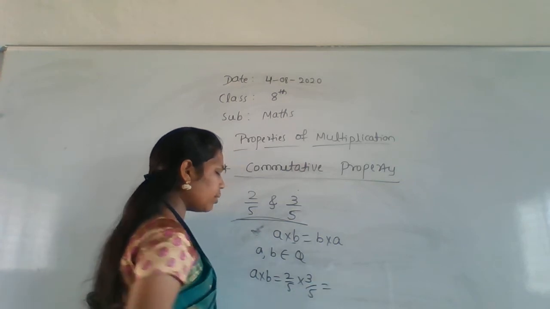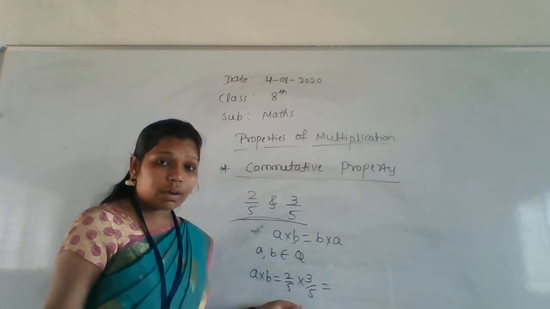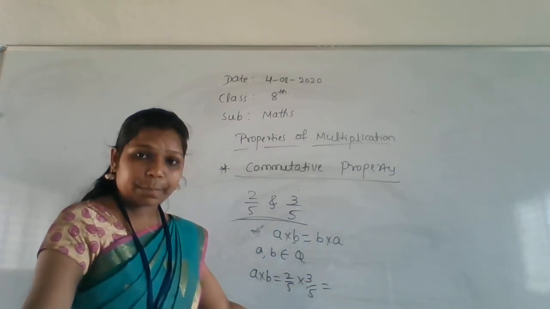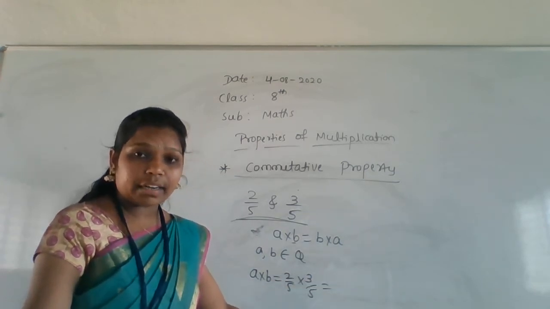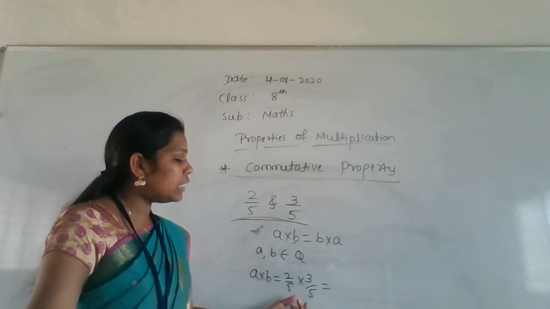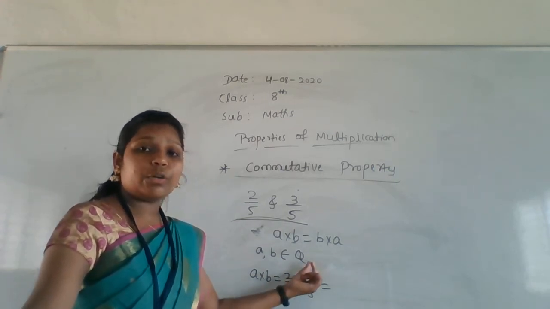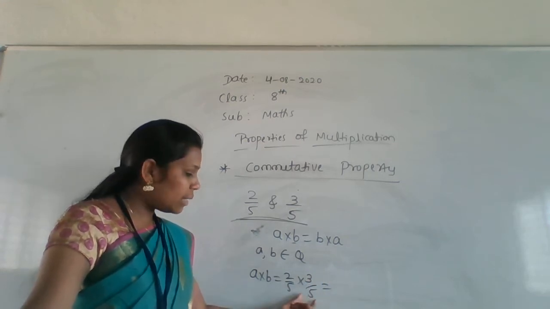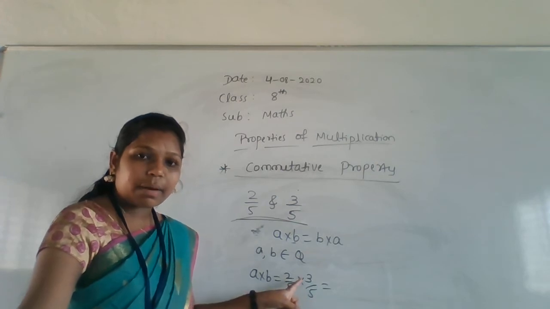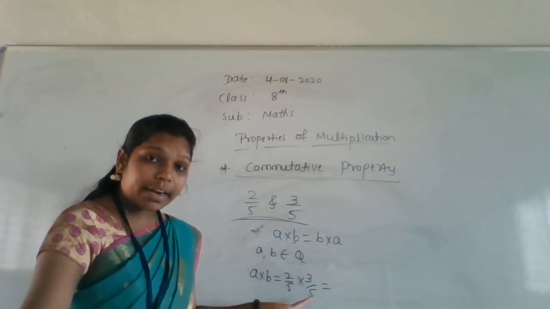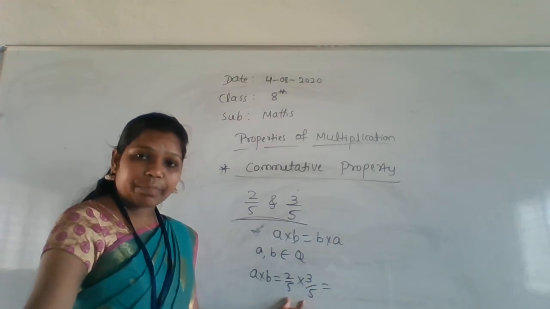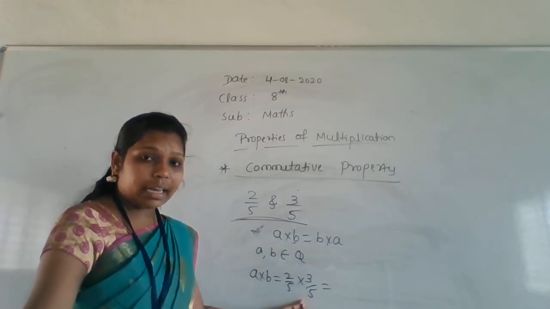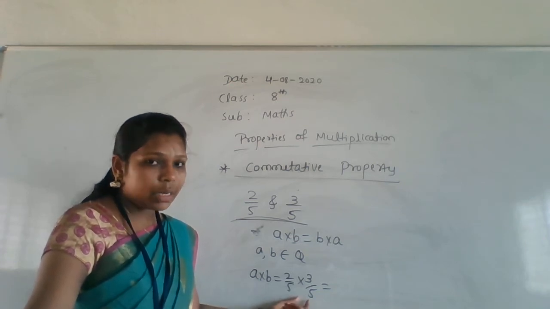What is the multiplication? See here, it is not an addition. If it is an addition, then we can write 5 by 5. We are adding only the numerator, but here multiplication means we have to multiply both the denominator as well as the numerator. Don't write 5 only here; you have to multiply these two denominators also, because here there is a multiplication symbol. Denominator cannot change in an addition, but here multiplication is there. So we have to multiply these two values also.